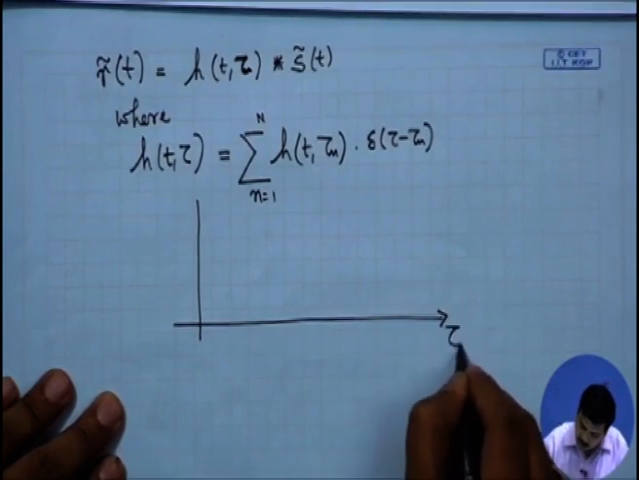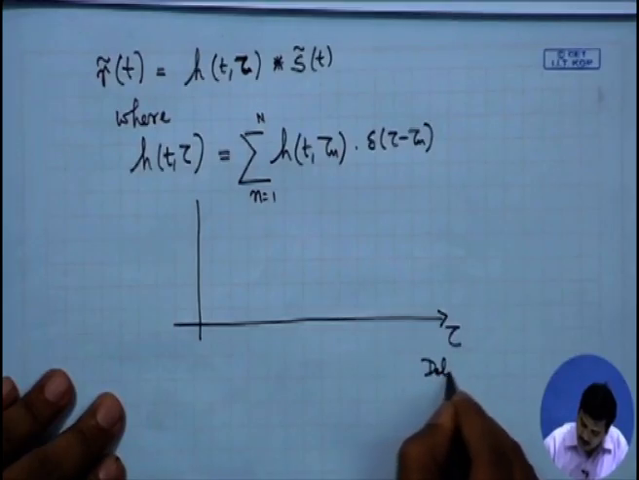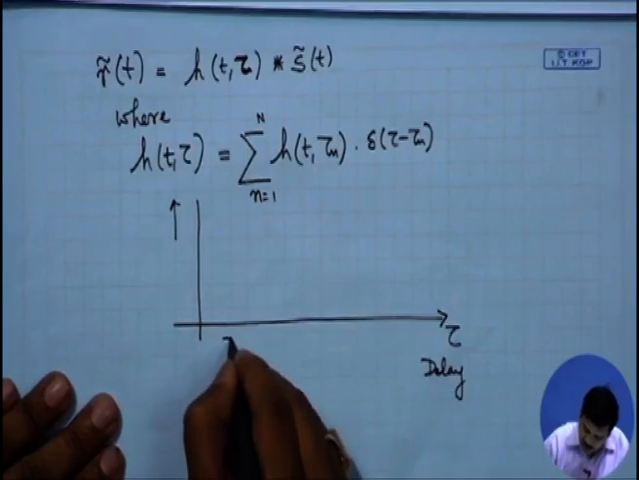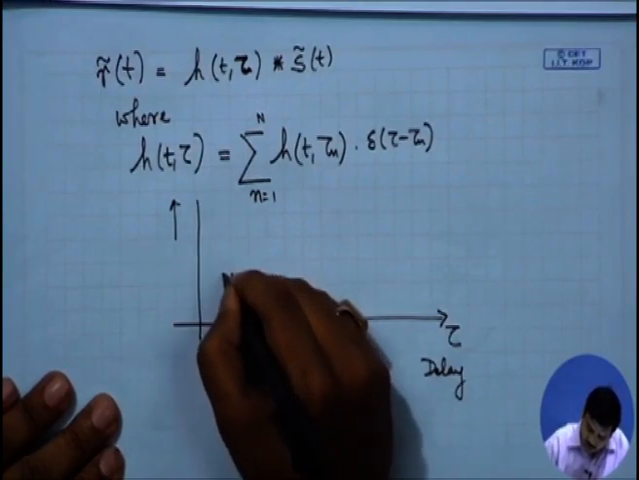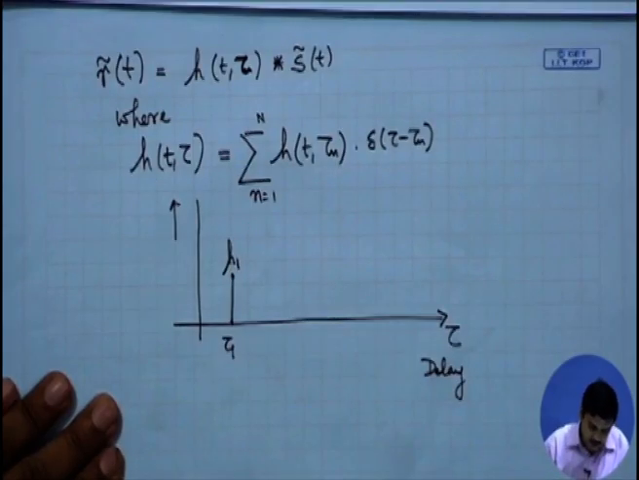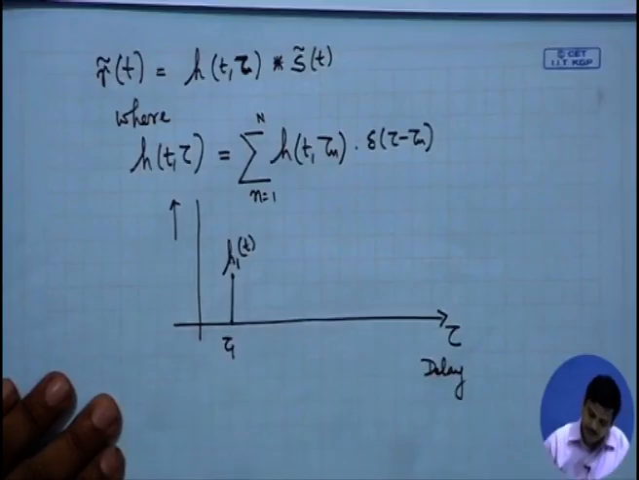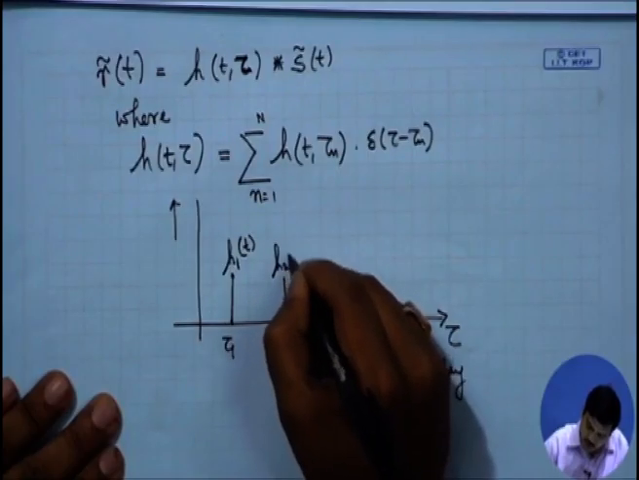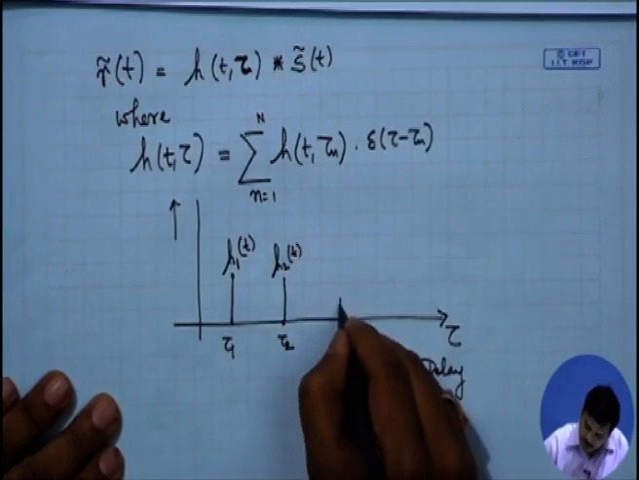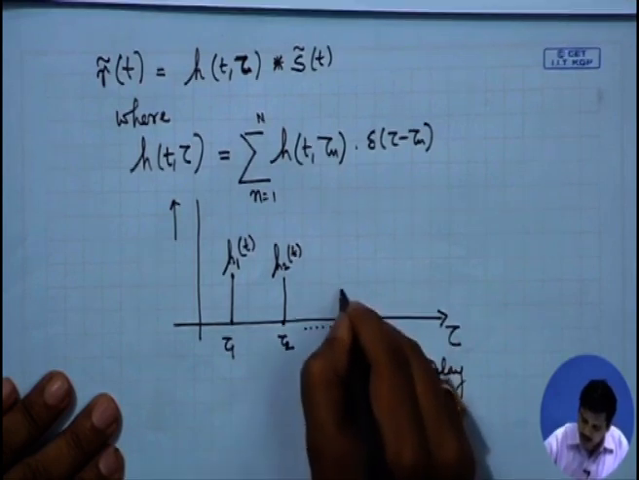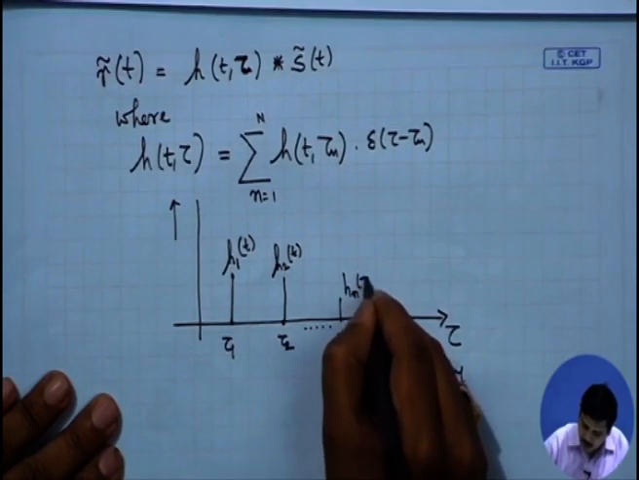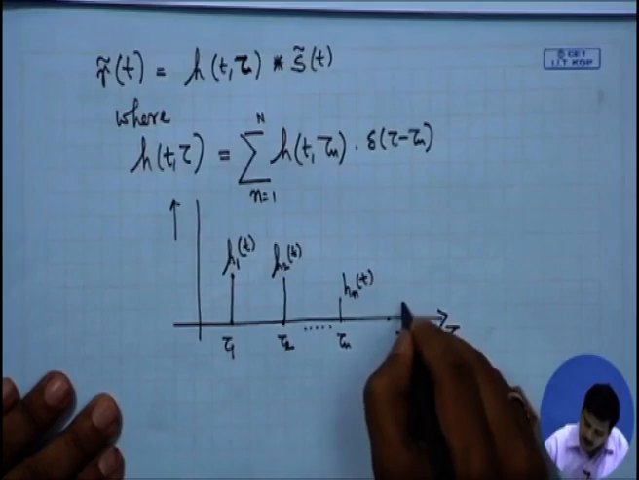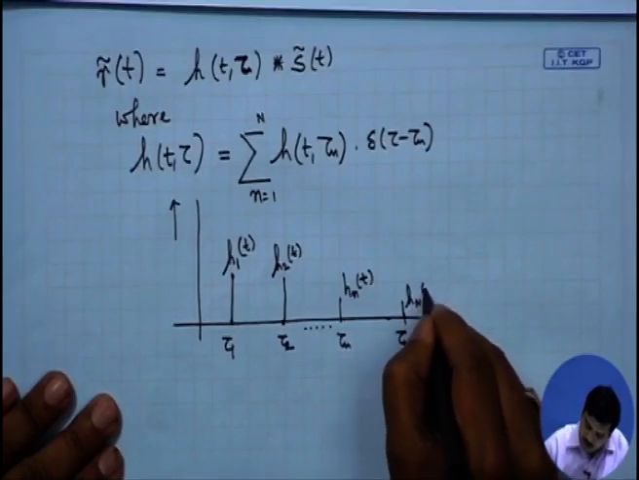Or in other words, we have again pictorially, if this is the delay axis and this is the gain axis, at a delay of tau 1 we have h 1, and remember it is a function of time. At a delay of tau 2, we have h 2, which is also a function of time. At a delay of tau n, of course, they are in between, we have h n of t, and so on. Finally, at the last delay tau capital N, we have h capital N of t.